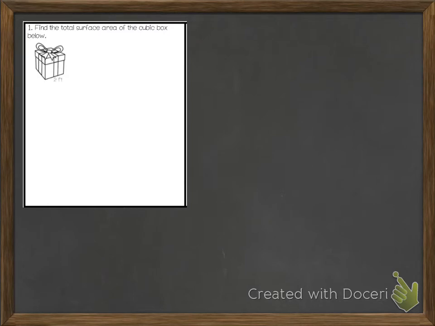So number 1 is to find the total surface area of the cubic box. Remember, a cube means that the base is a square. So we have this formula for the area of a square: A equals S squared. And if we're finding total surface area, this has 1, 2, 3, 4, 5, 6 sides. Why aren't you writing? 6 sides. That's 2 bases and 4 faces.